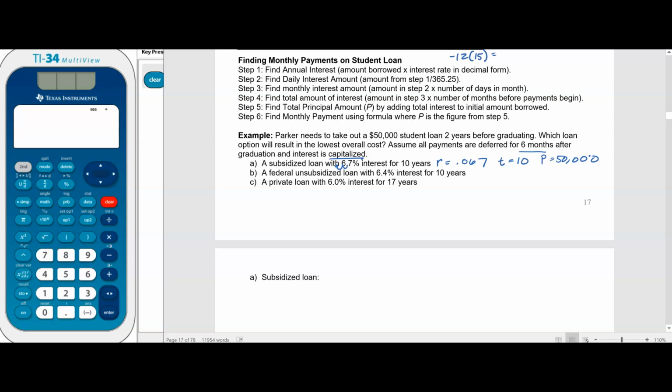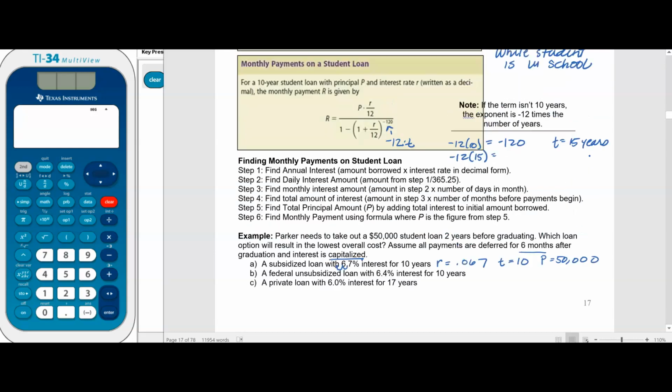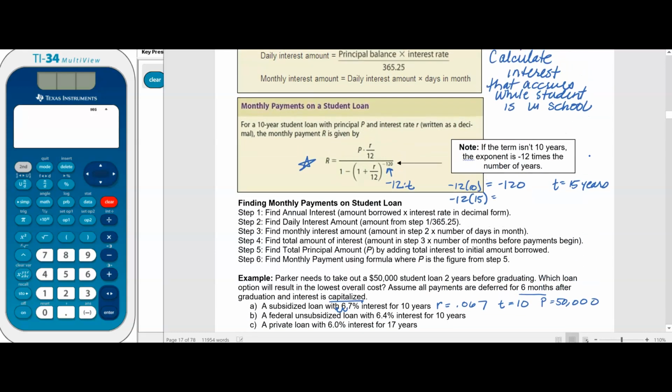And so when we go up to the box, we can use the formulas in the box and all of these steps to help us get to our answer here. Now with the steps, the first 3 steps, actually the first 4 steps, have to do with the interest. So this is if the loan is unsubsidized.